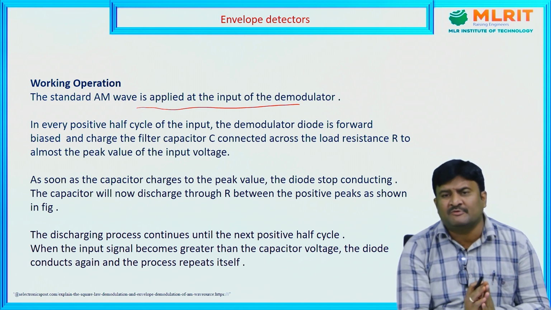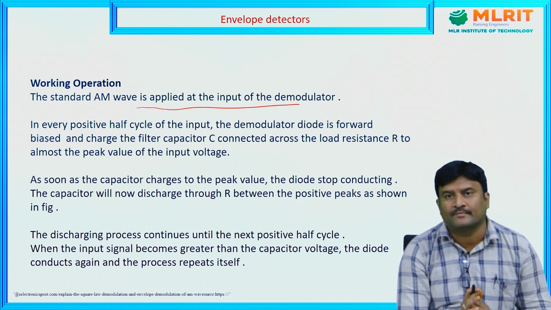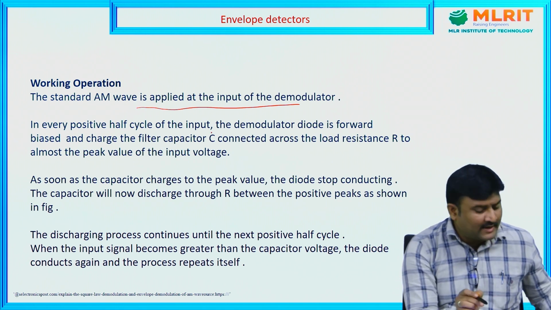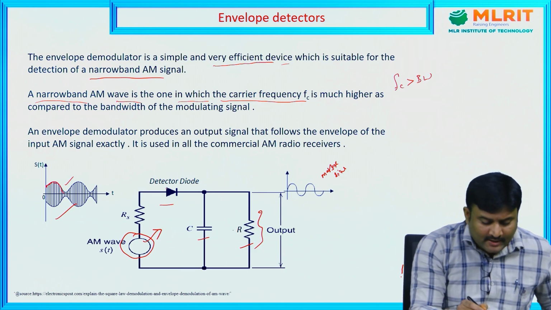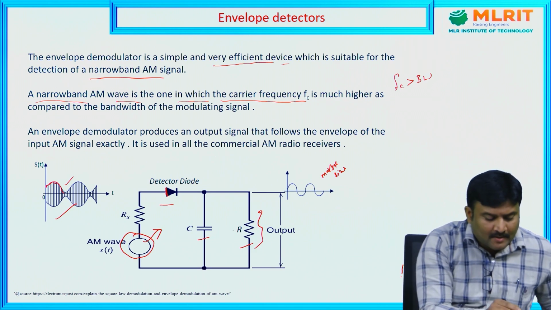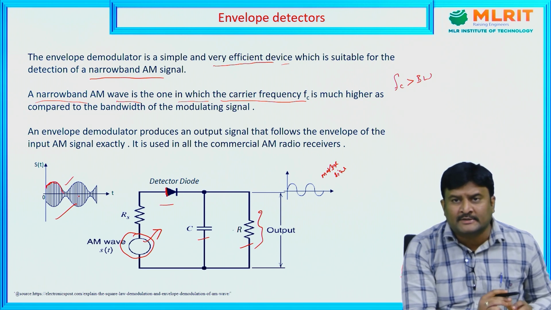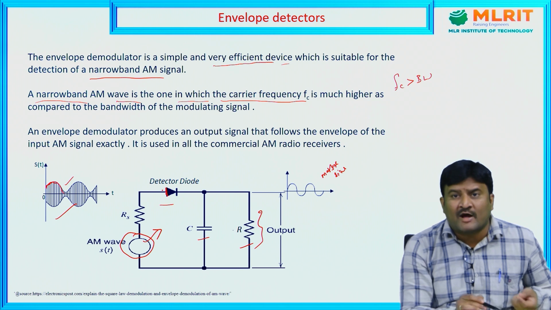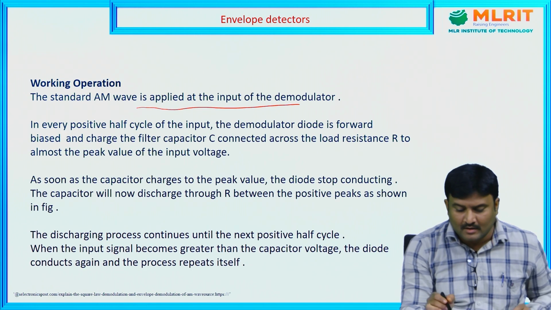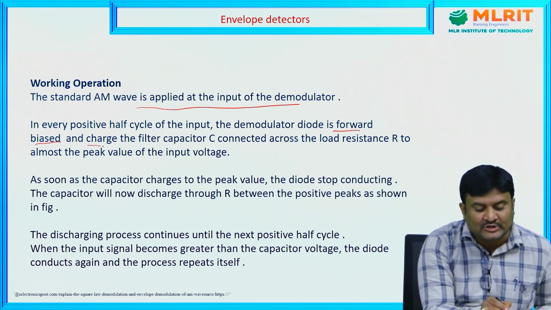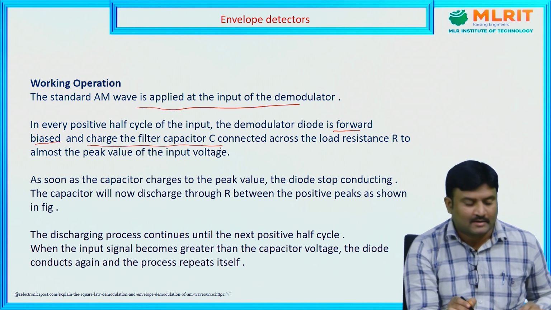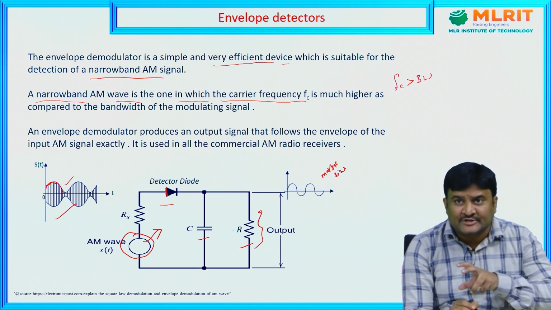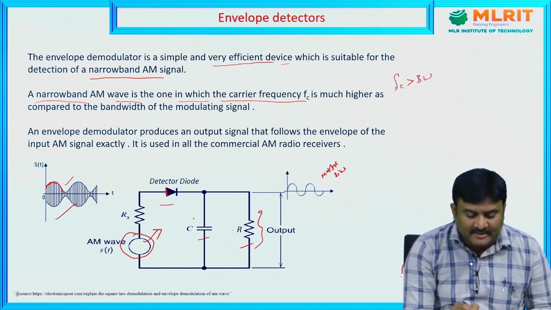This is the same concept we studied in the case of rectifier sections also. When the positive half cycle of the amplitude modulated signal is given to the positive terminal of the diode, the forward bias happens. The forward biased diode charges the filter capacitor C. Whenever the forward bias happens, the conduction happens, and conduction means the charging is going.